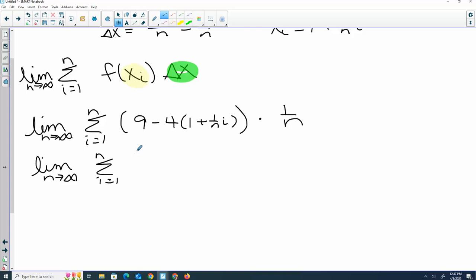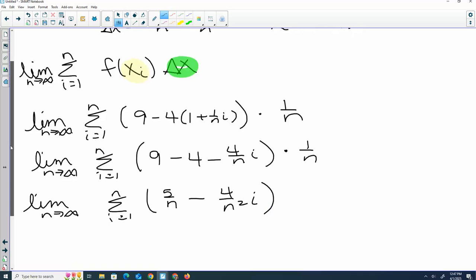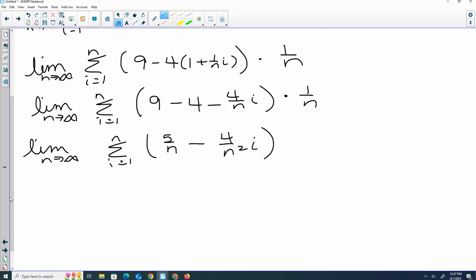So if we work this out, that gives me 9 minus 4 over n times i, times my 1 over n. Nine minus 4 is 5, times 1 over n would be 5 over n. Minus 4 over n times i, times 1 over n, is 4 over n squared times i. Is everybody with me to this point?